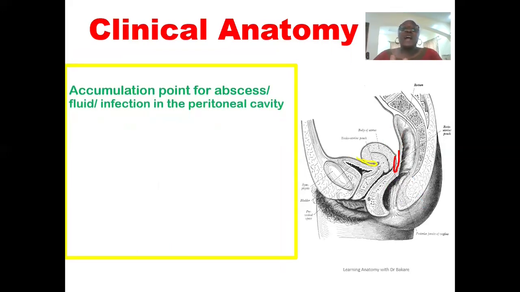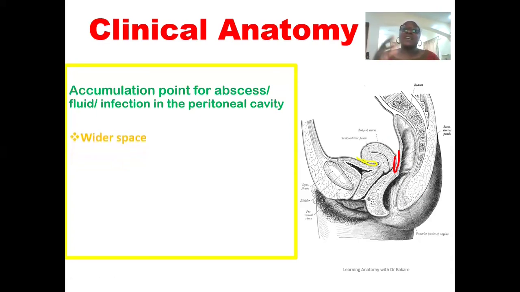The accumulation of abscess, fluid, or infection in the rectouterine pouch. Remember when we tried to describe the borders of the rectouterine pouch, we said that superiorly is continuous with the peritoneal cavity. So fluid or infection within the peritoneal cavity can spread and enter into the rectouterine pouch because it is continuous with it inferiorly. And this basically can be attributed to the wideness of the rectouterine pouch.